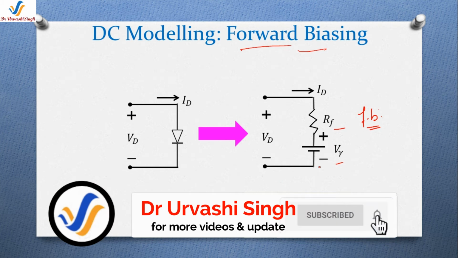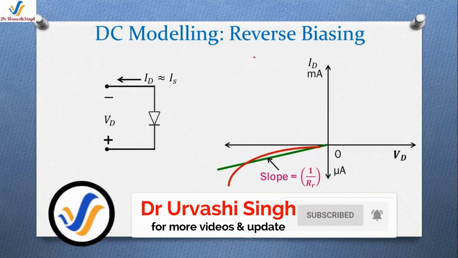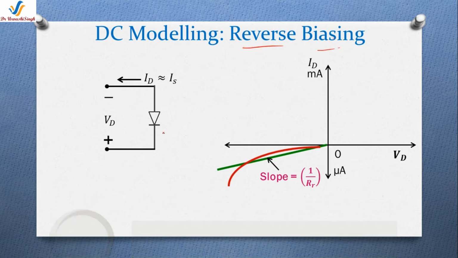Now moving ahead, let's model the diode in the reverse biasing. As you know, in the reverse biasing, the N side is at more positive potential than the P side, just the reverse of forward biasing. As you can see in this curve, in the reverse biasing mode, a very small current in the range of microamperes will flow, and this current is almost constant through a wide range of negative diode voltage. If we approximate this curve with a straight line, its slope is the inverse of the reverse bias resistance, whose value can range from kilo ohms to mega ohms.